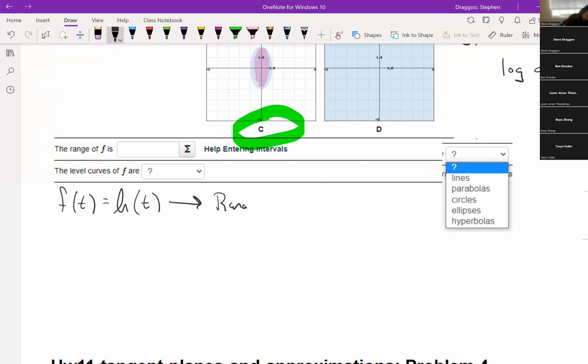The natural log has a range of all real numbers. So the standard natural log function with no transformations to it, no funny inputs, has a range of all real numbers. And this is if t is in the domain 0 to infinity, non-inclusive on both ends, which we know from the previous part. We just looked at the domain. So we want to start with a range of all real numbers, and then pare that down based on the specific function that we have.